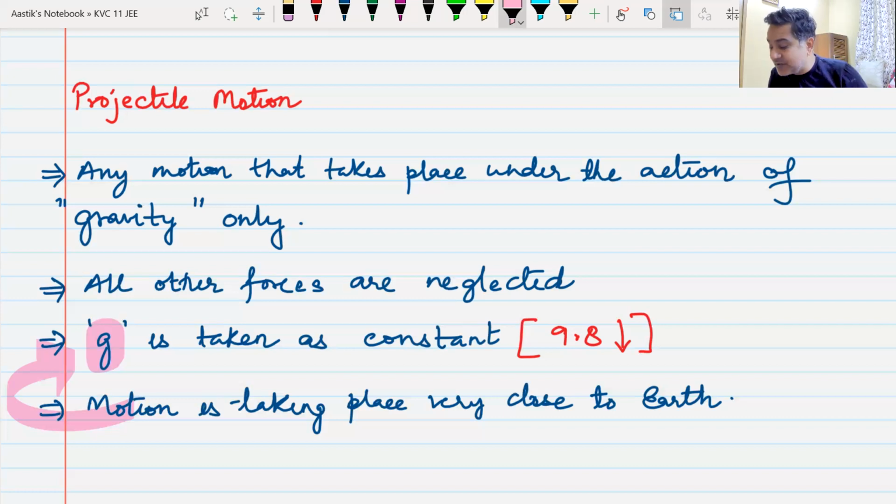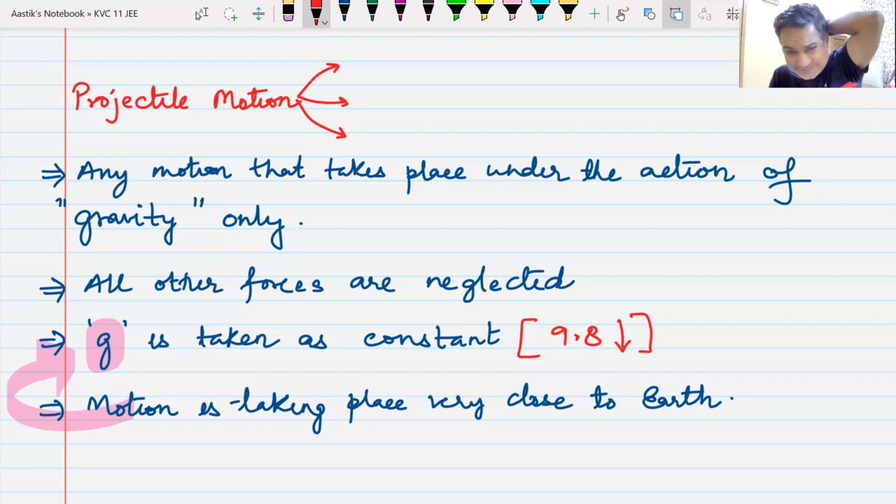Right now, we are dealing with projectile motion. Any motion that is taking place under the effect of gravity only, all other forces, even if they are present, we neglect them. G is taken as constant and the motion is taking place under the action of gravity. As soon as we think about projectile motion, we will study it under three headings. This projectile motion can be of three types. Any idea what those three types are?